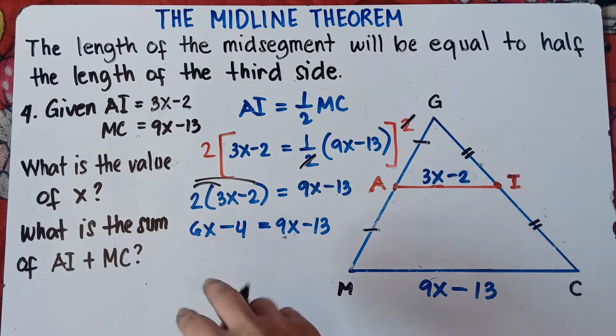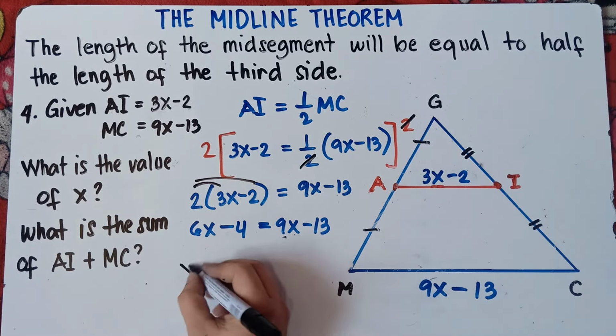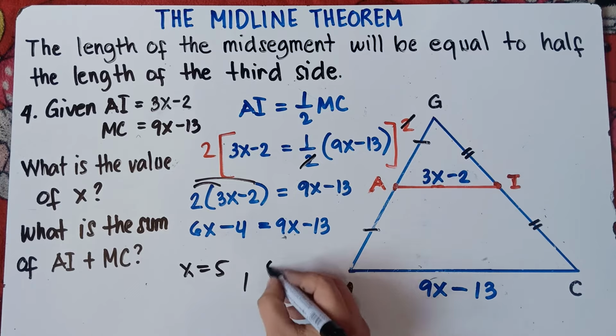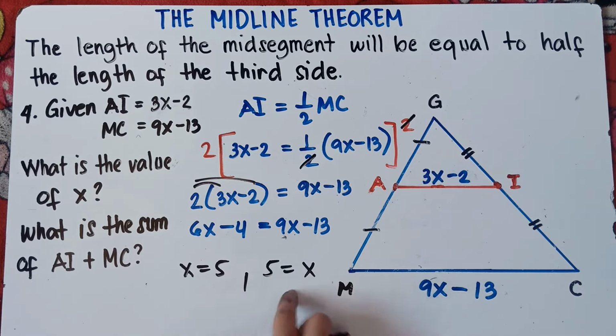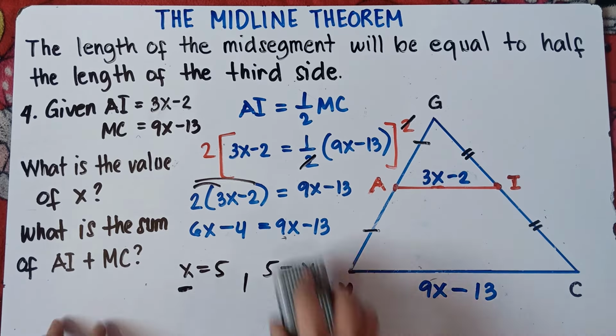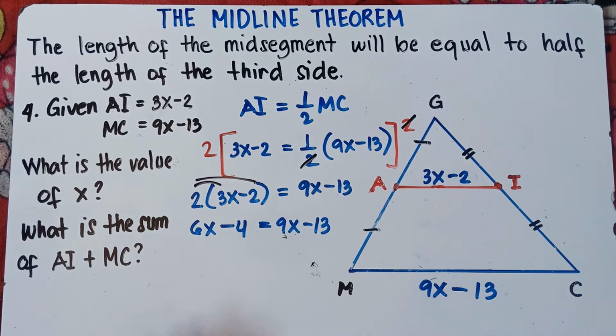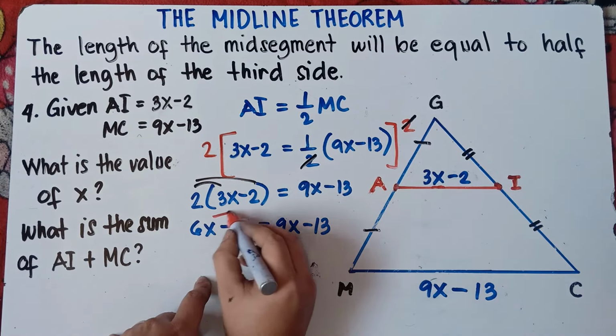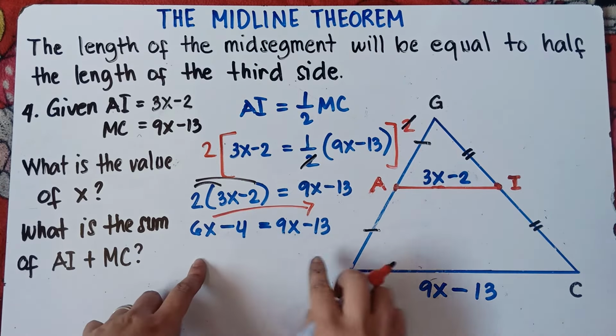Because just in case, class, if the x answer is, for example, x equals 5, this is just the same with 5 equals x. Once again, class, this is just the same. It doesn't matter if the x value is on the right or on the left. X equals 5 is just the same with 5 equals x. So the thing that we will do, class, we just simply transpose 6x from left to right so that our x value will be positive.